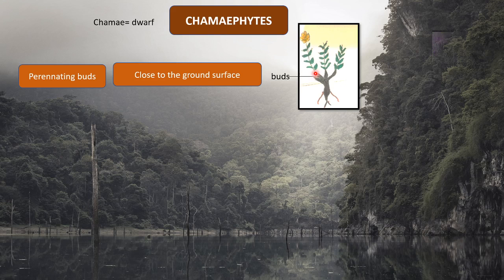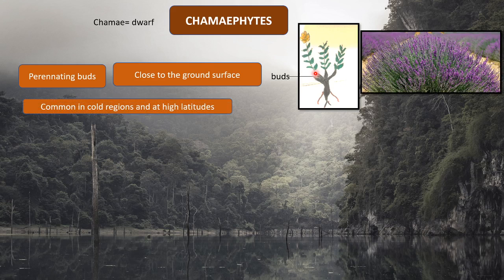So these are chamaephytes, and these are found more in cold regions and at higher latitudes, right? So why are these found more in cold regions? Because, as I told, a cold region has a little harsh, unfavorable environment, so these buds have to be protected from the harsh cold, and therefore you can see small dwarf plants. Like this is an example of a lavender plant. This is present in cold regions and at high latitudes, right? They have their buds hidden near the ground, right?